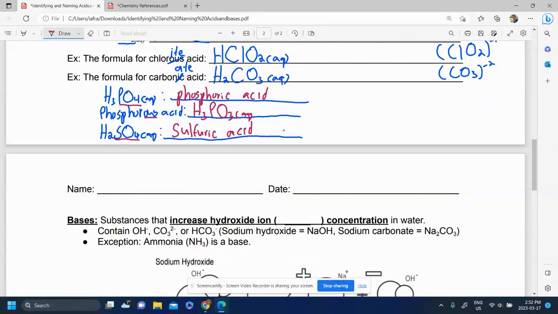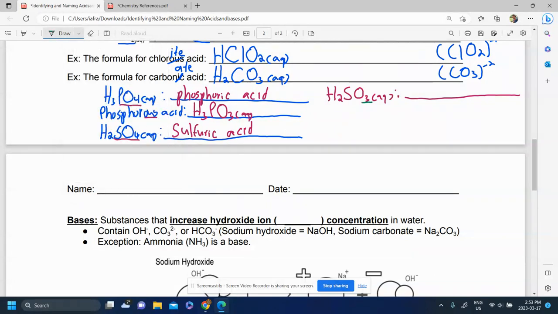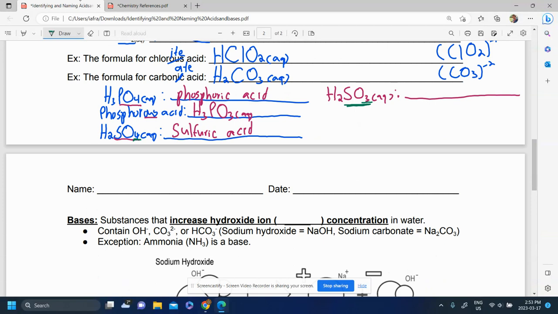Let's do one more. Name this one here, H2SO3 AQ. So notice the differences. You got to pay attention to detail here because there is a difference. It's not the same acid. Here we have a 3, here we have a 4. So you need to recognize that this here, SO3, is actually sulfite. So that sulfite wouldn't be sulfuric, it'll be sulfurous acid.